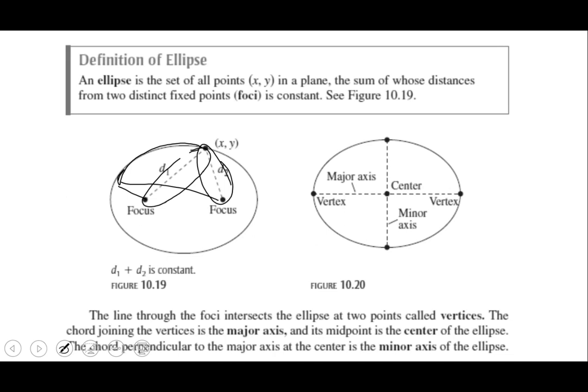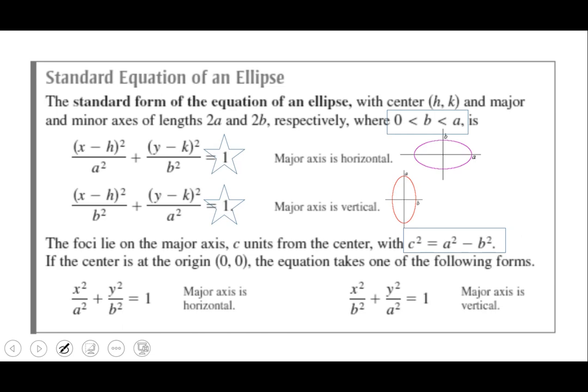The line through the foci intercepts the ellipse at 2 points called the vertices. These vertices will always be on the longer side of the ellipse. That is called the major axis, the chord that connects them. Between those two vertices, obviously, is the center of your ellipse. And then there's also something called the minor axis, and that would be the chord that connects the other two sides. So how do you know if you're going to have an ellipse that faces up and down or left to right? Well, it all depends on the equation.